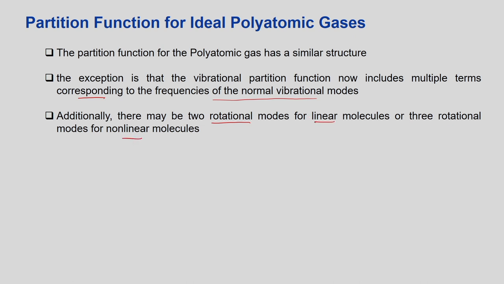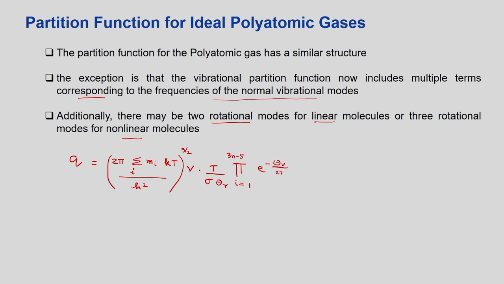So, let us write the overall partition function. Substitute all the values. So, Q will be equal to 2 pi summation of all the atoms, summation of their masses into kT upon h square to the power 3 by 2 V translation, then you have the rotational, then the vibrational. Let us say we want to write it for a linear molecule, it will be 3n minus 5. So, it will be e to the power of minus theta v by 2T over 1 minus e to the power of minus theta v by T.